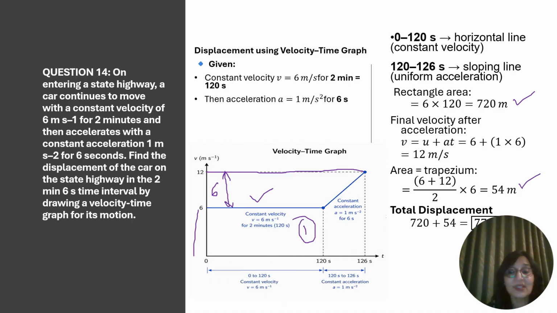Now what is the total displacement? 720 plus 54, so you need to add it, and that's your answer. I request children to please pause the video, draw the graph, understand, jot down everything, and I'm sure you will understand how to solve these types of numericals.